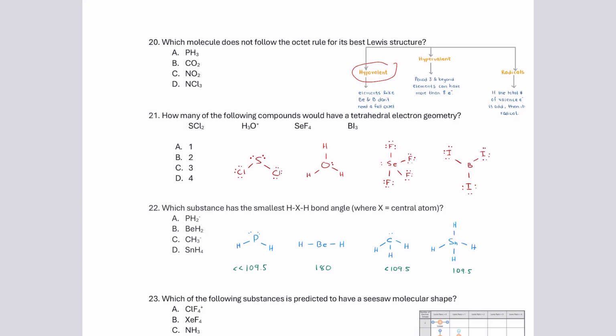Our first exception deals with hypovalent elements. So elements like boron or beryllium can be stable with fewer than 8 electrons. However, none of our answer choices contain boron or beryllium. Our next exception is for hypervalent elements. So elements in period 3 or beyond can accommodate more than 8 electrons, so they don't always follow the octet rule. The only answer choice here that has an element in period 3 or beyond is answer choice A.